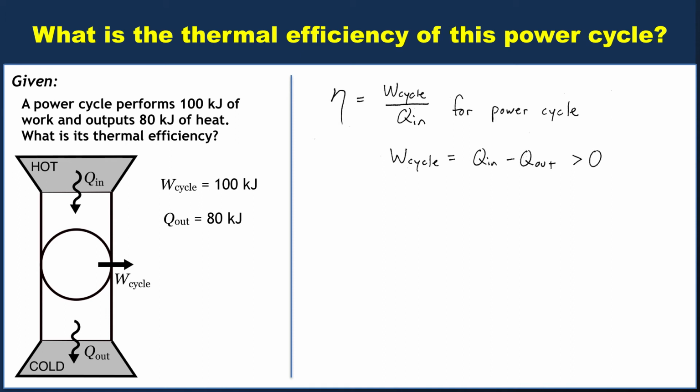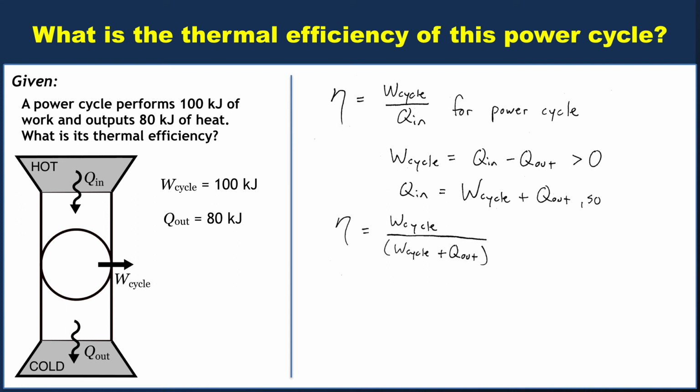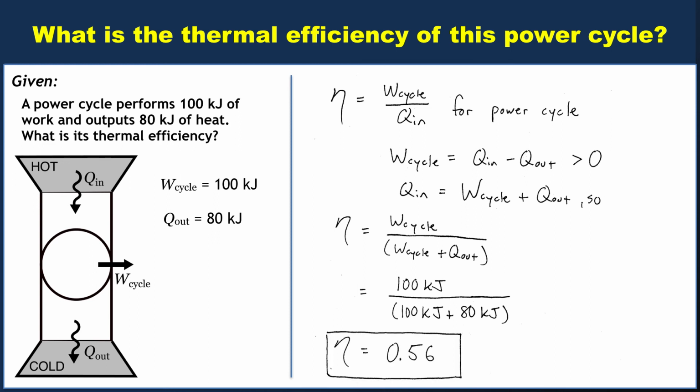Okay, so we can rearrange this to solve for Q in, which is what we need in the expression for eta, so it just equals W cycle plus Q out. Now we plug that result into our expression for eta, and now we can just put in numbers. So W cycle is 100, Q out was 80, both positive, and that gives us an efficiency of 0.56, or 56%, it's equivalent. That number may not mean a whole lot now.